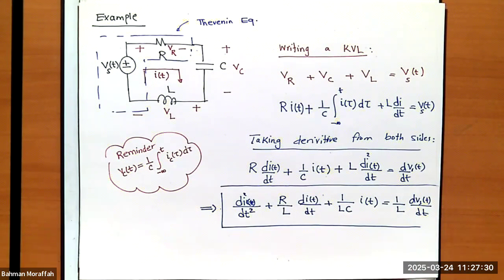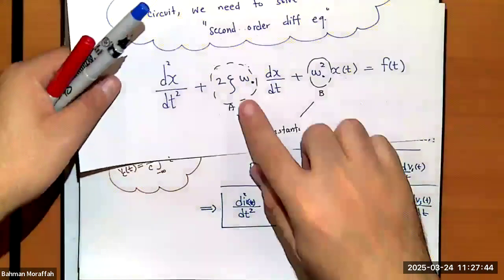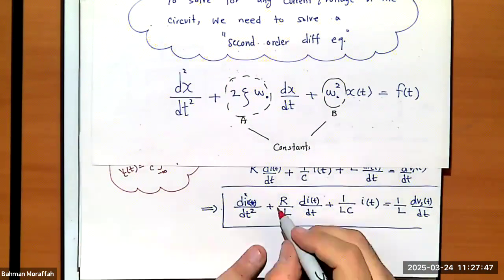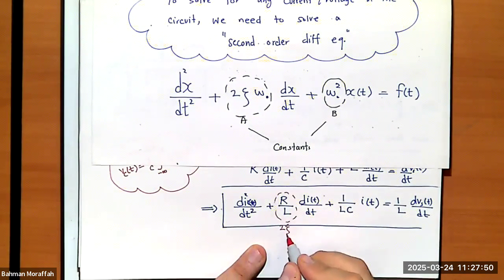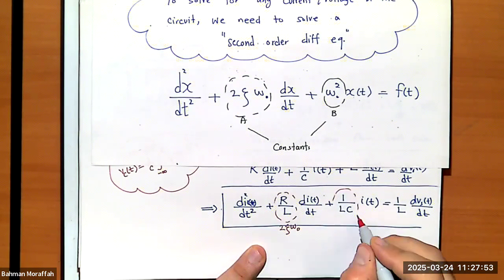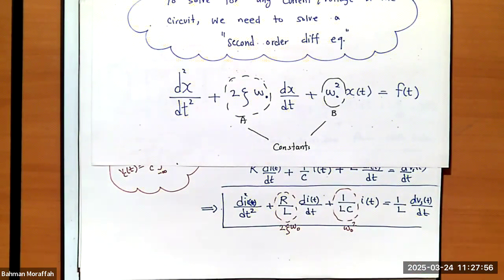Look what we ended up getting. We ended up getting a second order differential equation, right? With the coefficients R over L and 1 over LC. So if I compare it to this general formula that I have over here, R over L is 2 zeta omega naught, and 1 over LC is omega naught squared. Right? So I end up getting a second order differential equation. I got to be able to solve this second order differential equation and get the solution for this.